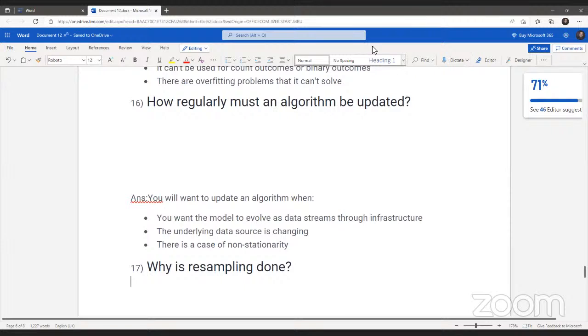If anyone knows the answer, ping me in the chat box, and we'll discuss the answer within a minute.